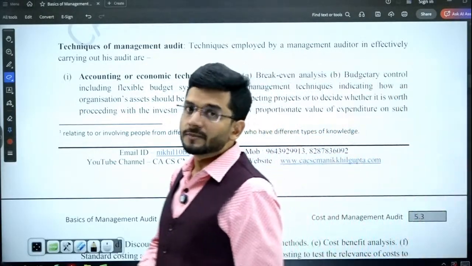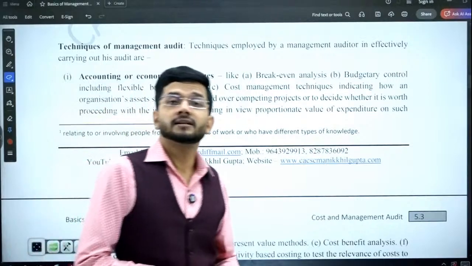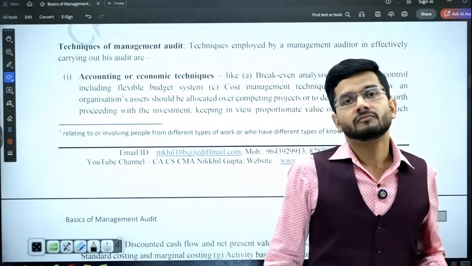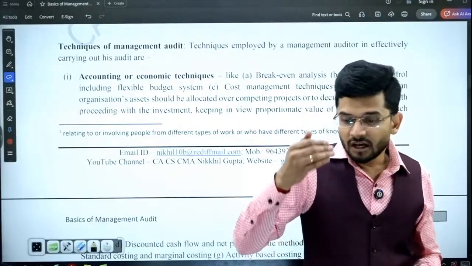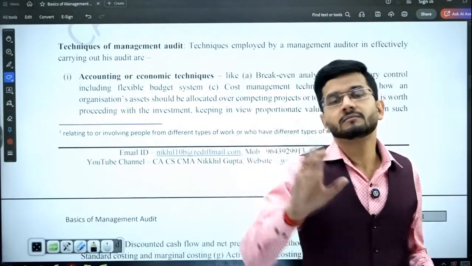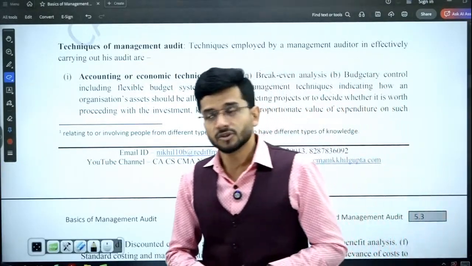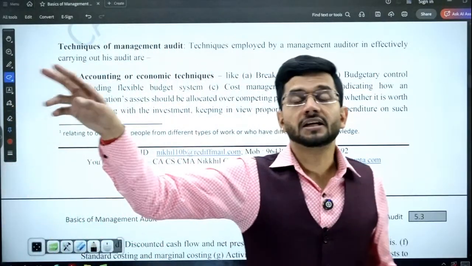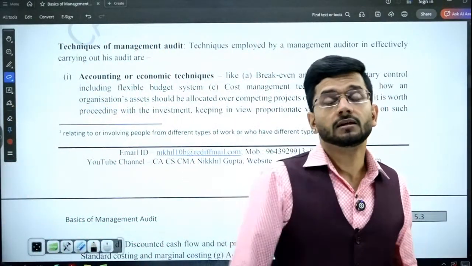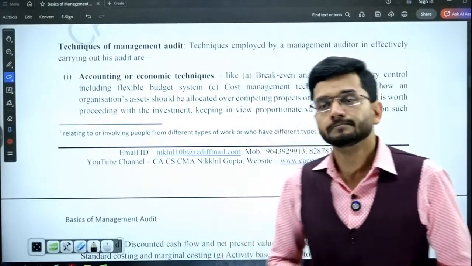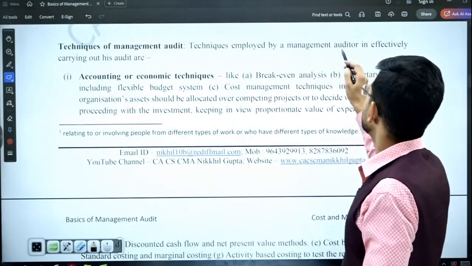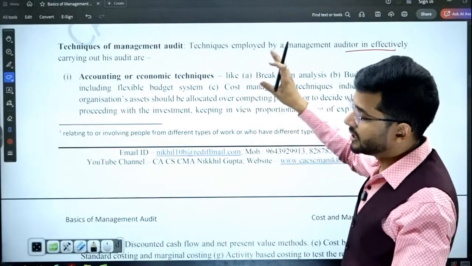We need to understand how management is working in their decision making, whether they are taking the make versus buy decision correctly or not, whether they are taking the decision of whether to continue this product line or not in a proper way. We should conduct management audit and use all the management accounting techniques which you have studied in your intermediate group 2. So what are the techniques of management audit? Techniques employed by the management auditor in effectively carrying out audit are.